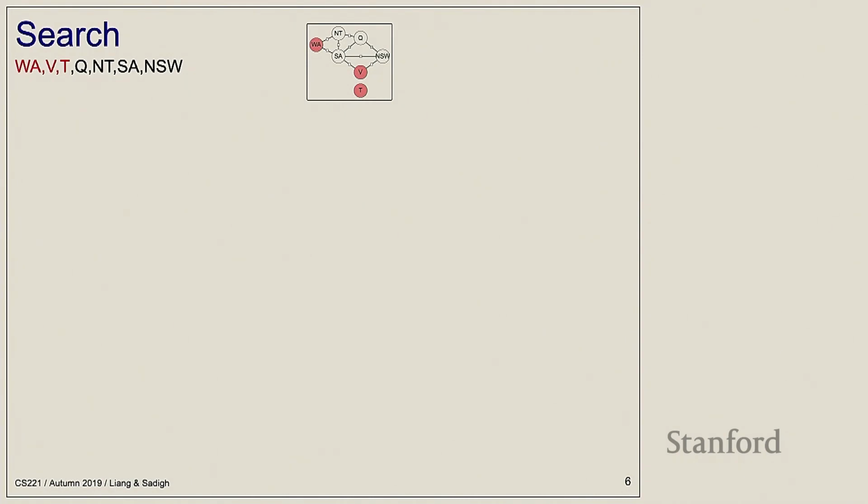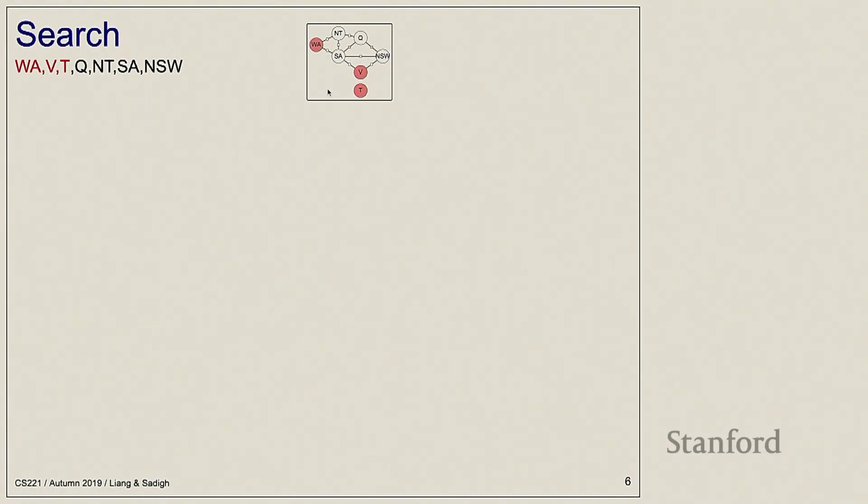So on Monday, we talked about one algorithm for solving these kinds of problems. We called it backtracking search. It's a kind of exhaustive, you could think of it as a depth-first search of all the possibilities. So we have this example from last week where we were coloring provinces in Australia, right?